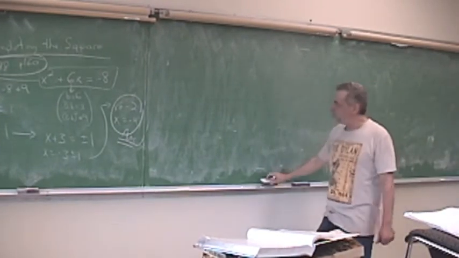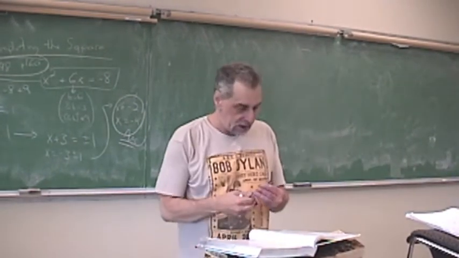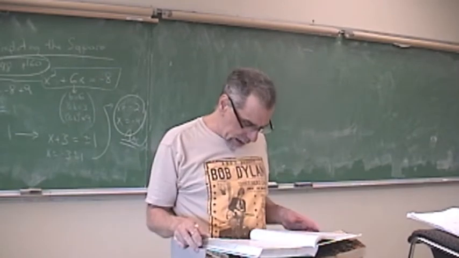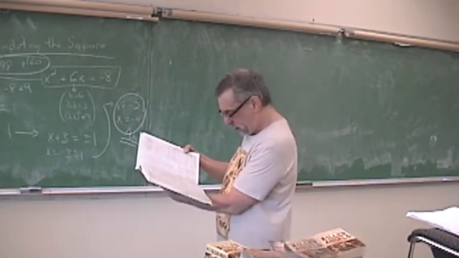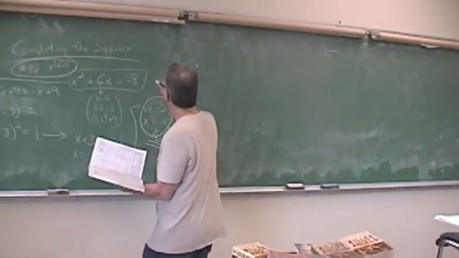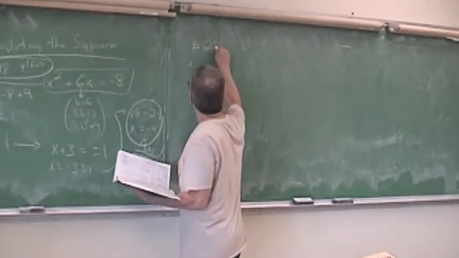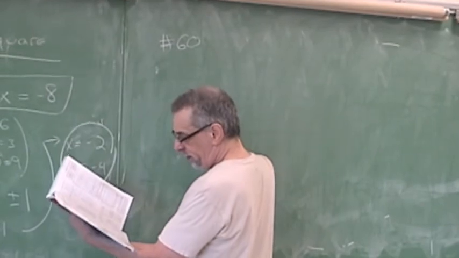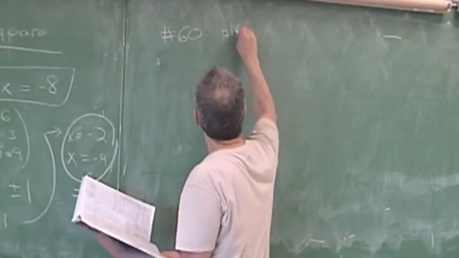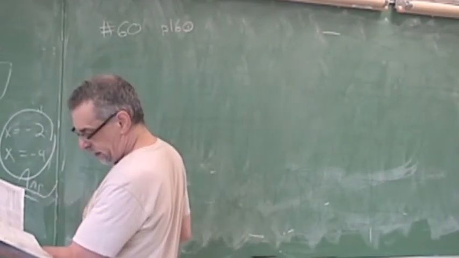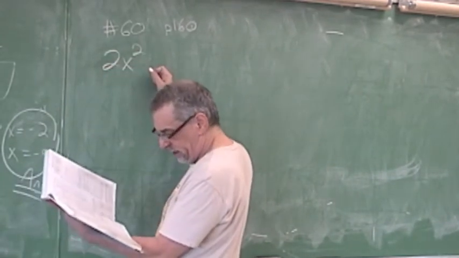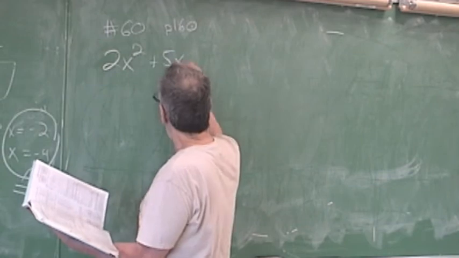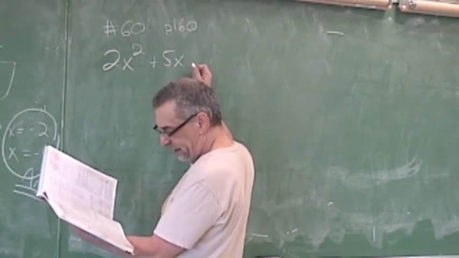And this is where you have to remember how to deal with fractions, because many times these things are going to involve a fraction. So let's look at number 60 on page 160. And so again, notice here we have a 2 in front of the x squared. That's the difference from our previous example.